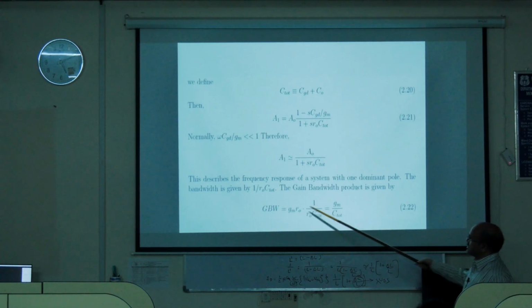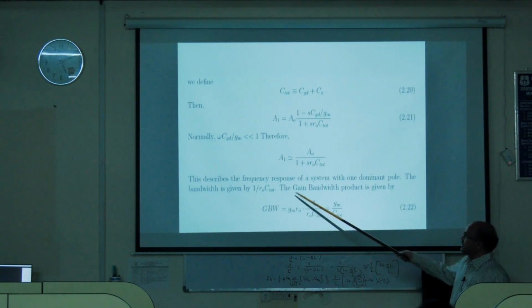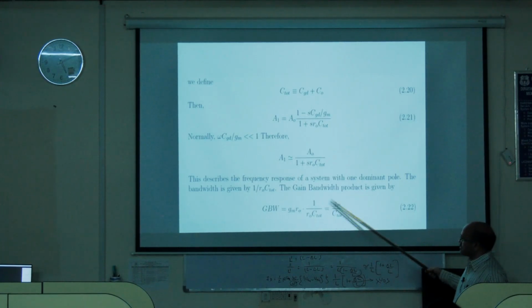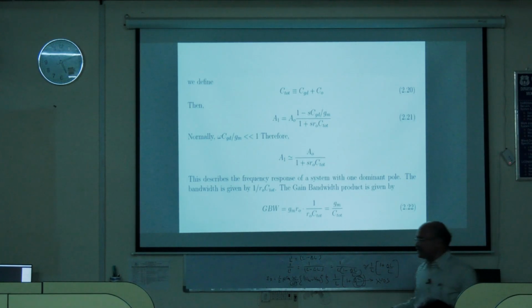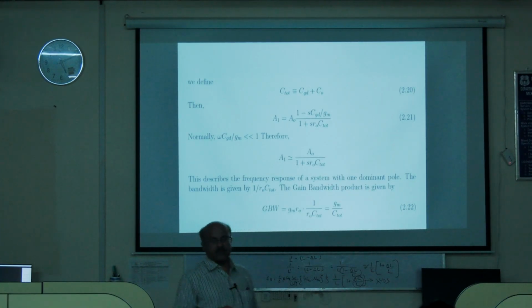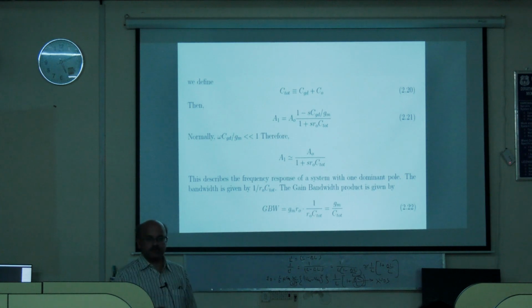So therefore the bandwidth is given by 1 by R naught C total, and the gain bandwidth product, if you want to evaluate, gain is GM R naught multiplied by bandwidth 1 by R naught C total, which is simply GM by C total, right? So what is this? This is the gain bandwidth product, and this is the unity gain frequency. This is the frequency for which the gain falls to unity, right?